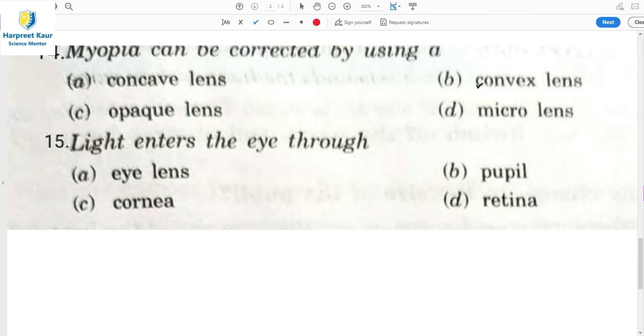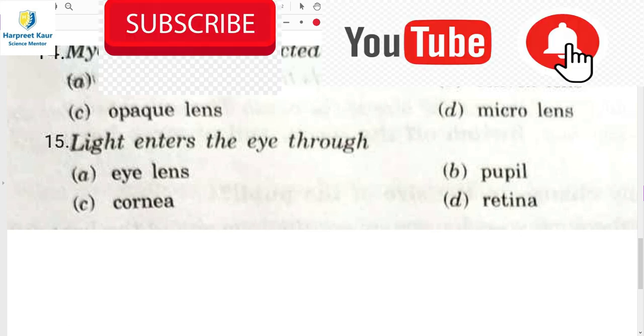Cornea is a transparent front part of the eye. It is dome shaped, gives the shape of a dome to the eye, and light first enters through the cornea and then it passes to the pupil. Pupil is the small circle in the middle of the iris.